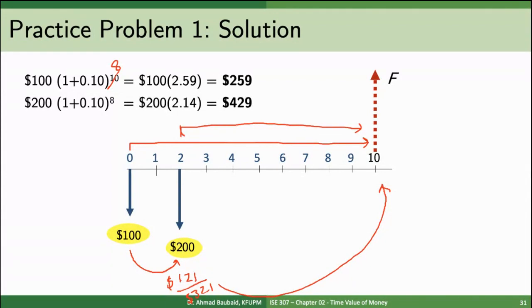Like I couldn't sum these two numbers. I couldn't just do 100 plus 200. That's kind of wrong, right? But here I can sum. Why? Because the 200 is not starting from 0. Therefore, you cannot sum them at the beginning.